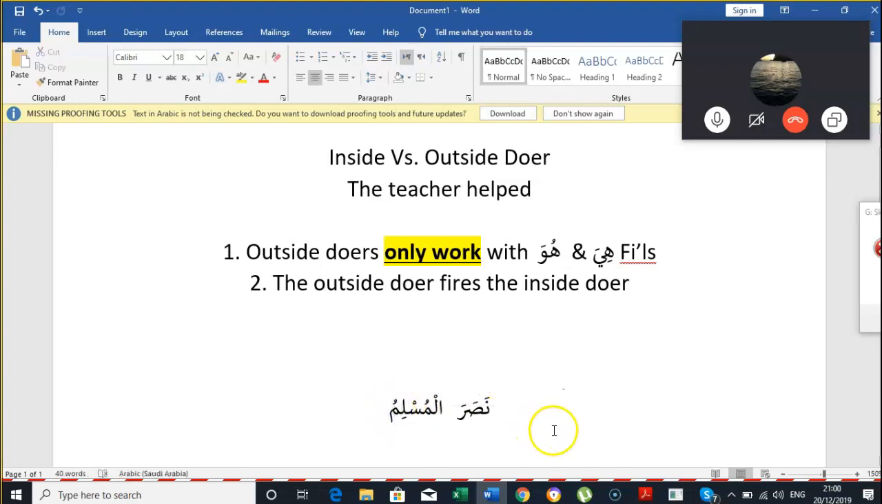Now this is going to fire the huwa inside of it. Question: how would you know what the gender is? Or would that matter? I'm going to come to that. If it was a female Muslim, then it would be Nasarat, the feminine version. So the Nasara still has a purpose: it identifies the gender of the helper.